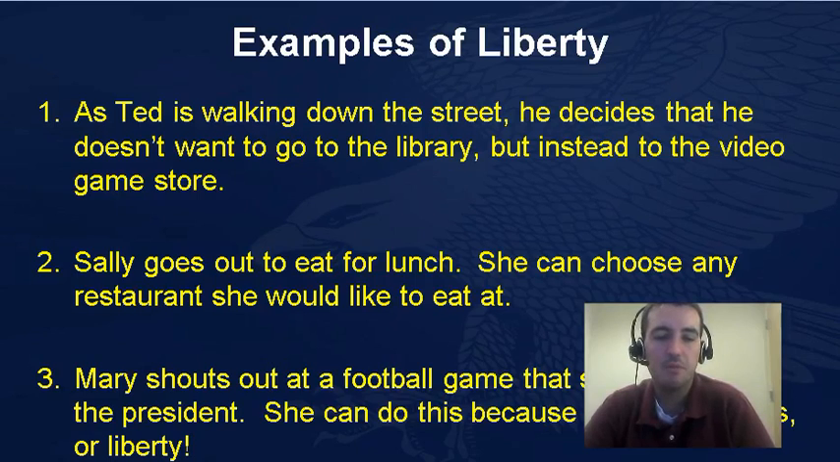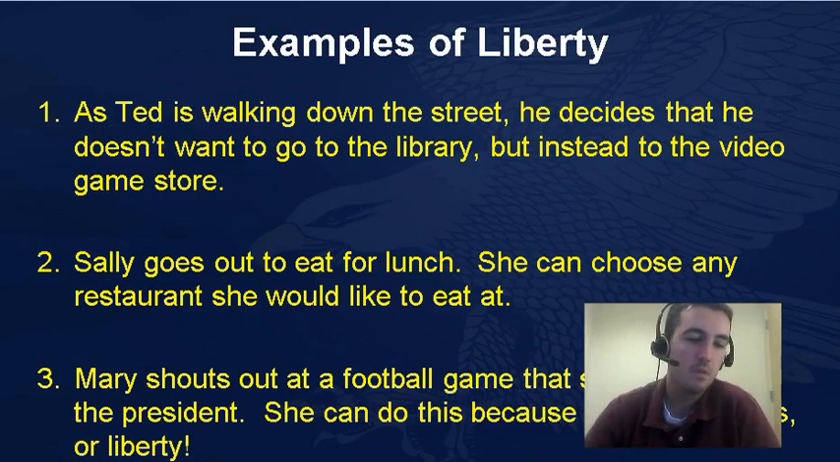Mary shouts out at a football game that she doesn't like the president. She can do this because of her freedoms and liberty. So again, that's Mary making a decision to do that. Would people turn around and look at Mary and think that she was kind of crazy for shouting about the president at a football game? Maybe, but she has a liberty to do that. It's a right and it can't be taken away from her.